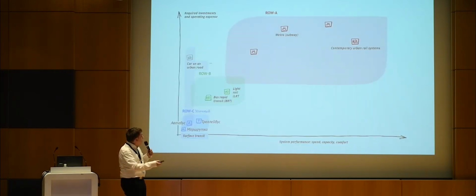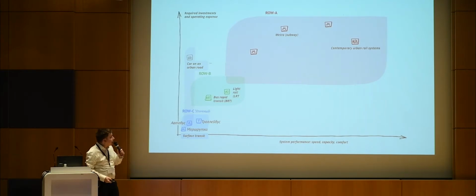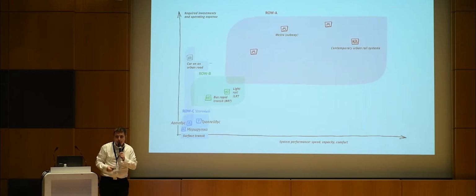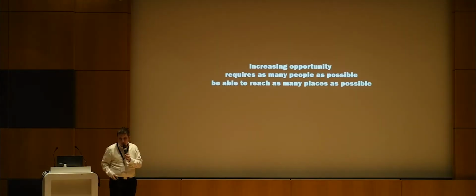And put more scientifically, basically that's the same story. We can see this diagram by Professor Vukan Vuchic, a famous scientist in the field of transportation. This diagram shows that there are plenty of designs and plenty of technologies and plenty of options for any kind of design capacity, speed, performance, and also investments and operating expense. So public transportation is really a tool that can address this problem.